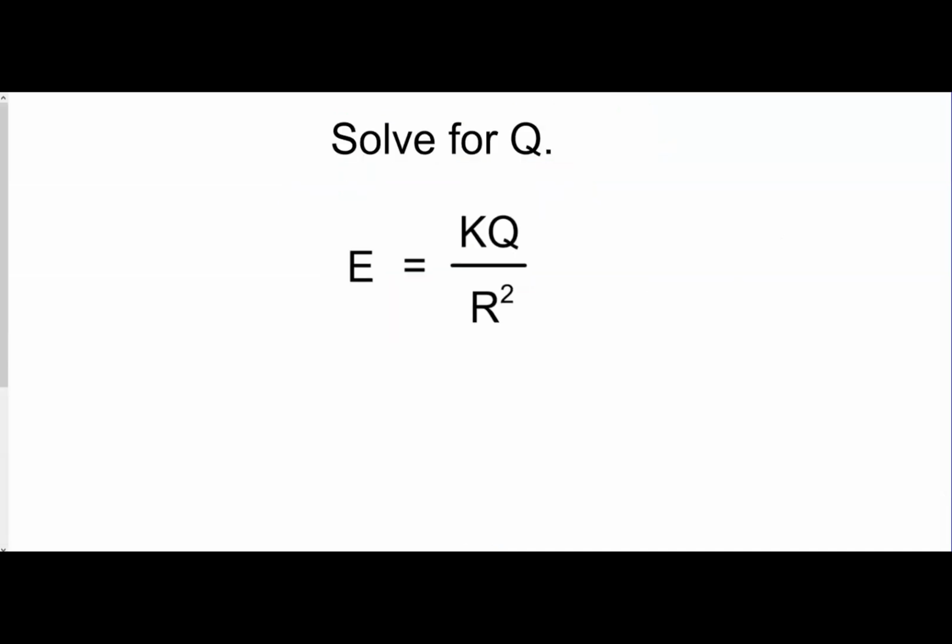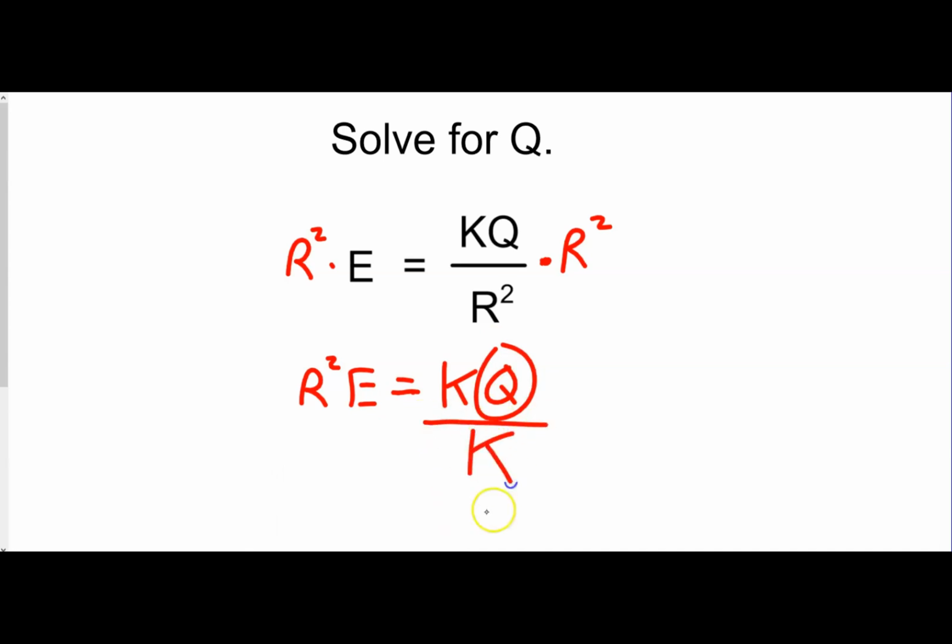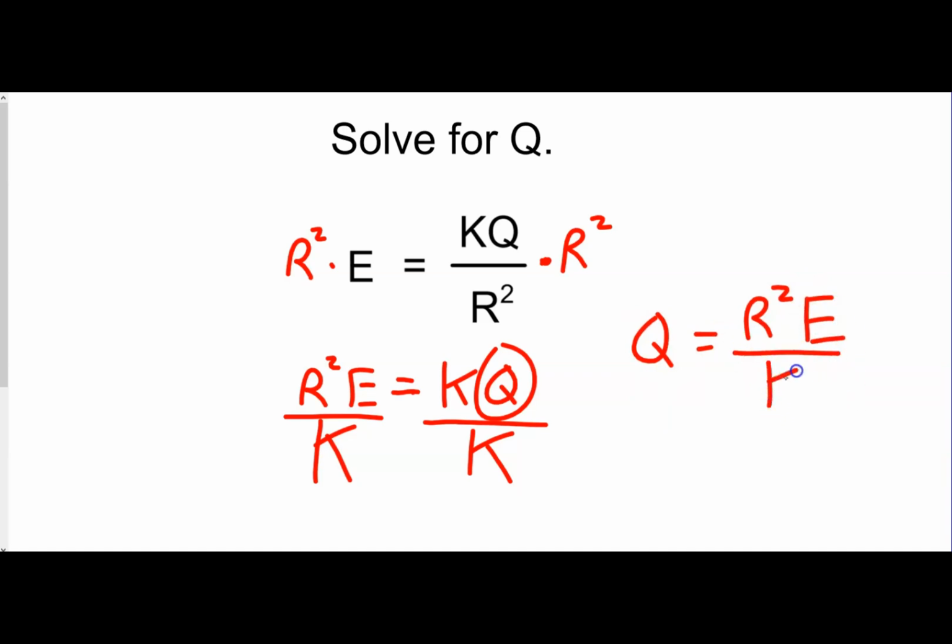So I've got one more problem. Here it is. Earlier we solved for K. Now I want you to solve for Q. Go. Okay. So multiply everybody by R squared because that's the LCD. And we get R squared E equal to KQ. Again, we're looking for Q, so we're going to divide everybody by K because we don't have to do step 2 or step 3. So what does Q equal? R squared E all over K.